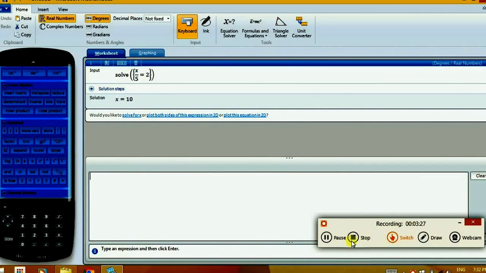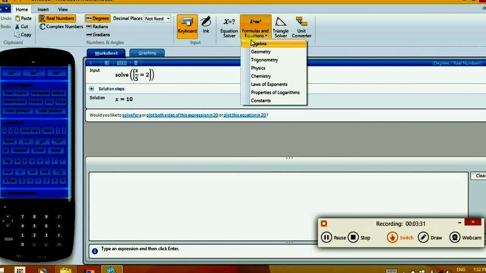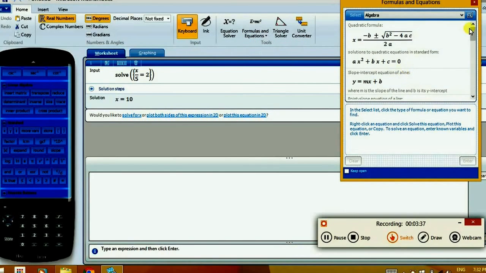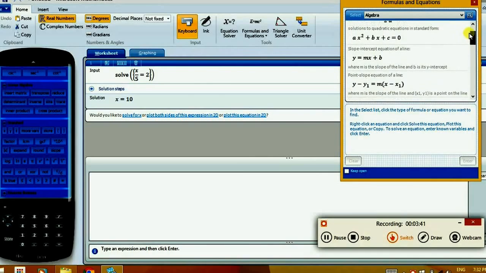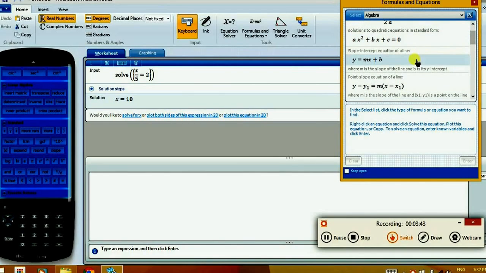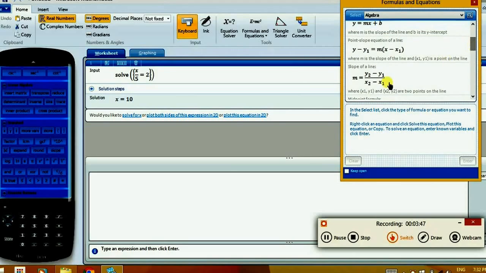And now next is the formulas and equations. So you have some inbuilt formulas and equations in this. First of all is the algebra. You'll see what we have here. We have the quadratic formula for solving quadratic equations. Then we have the slope-intercept form, y is equal to mx plus c, or y is equal to mx plus b. Then we have the point-slope form, where we have 2 points, x1, y1, having a slope m, so the equation comes out to be this.